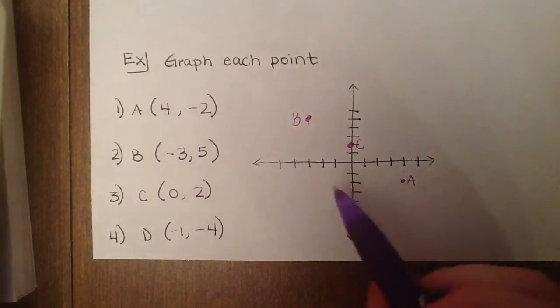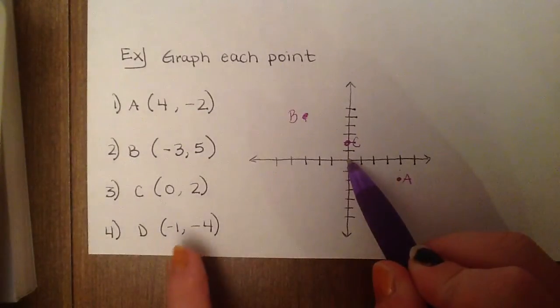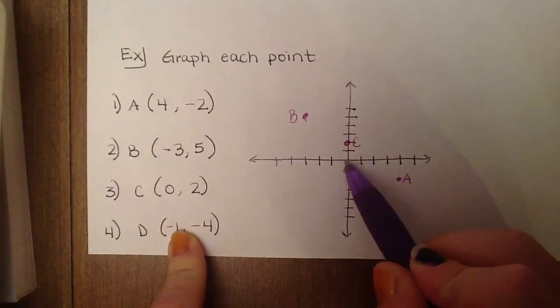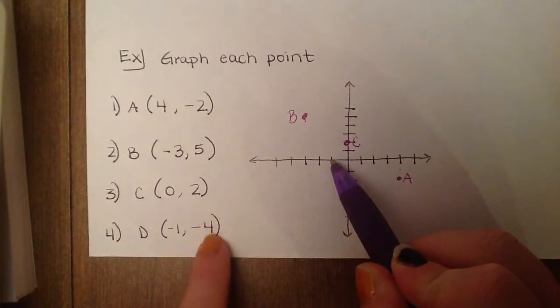Let's see how you did. Pencil starts at the origin. Now, our first number is a -1. Which direction do you move? Exactly, left, 1. The second number was a -4.